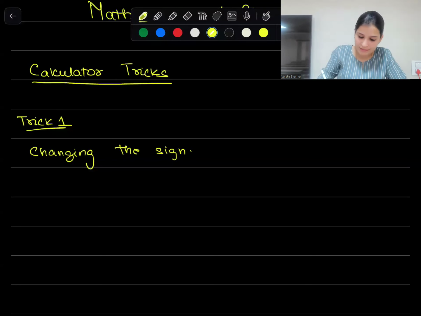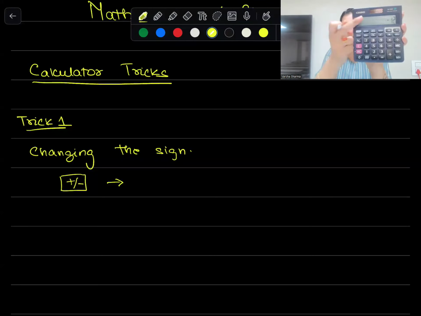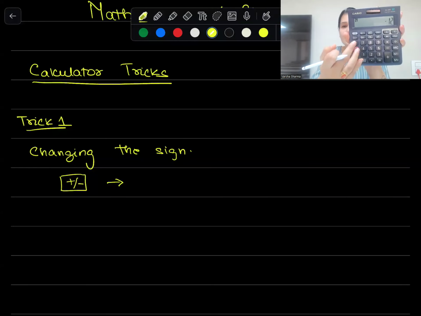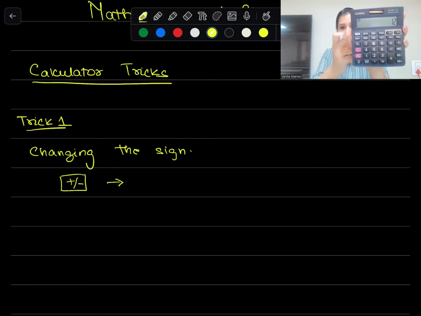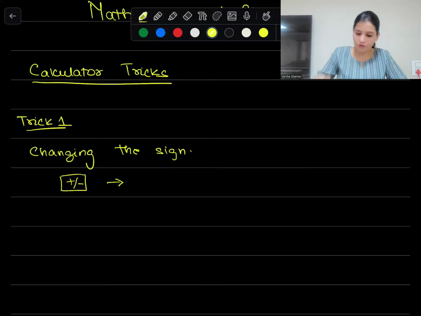This tab, where the plus-minus symbol is written, helps to change the sign of the number from positive to negative or negative to positive. If I want to change the sign in the middle of a calculation, I just press the symbol and the sign changes. It became plus. If I press it again, it becomes minus. So the job of this tab is to change the sign of the number displayed on the screen of my calculator. Understood, everyone? Yes, ma'am.